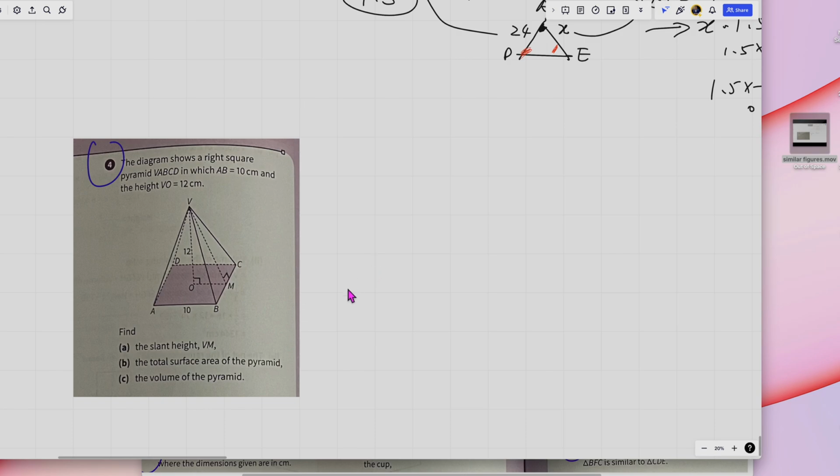So to get the slanted height, which is VM in this case, I hope you can see that it forms a right angle triangle. This is your V, this is your M, then this one is half of 10, so it's 5 here. This is your O. This is 12, which is the height of the pyramid. So therefore, you can get the C, right?